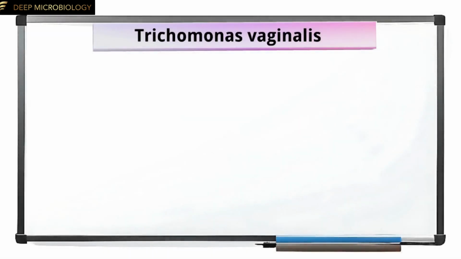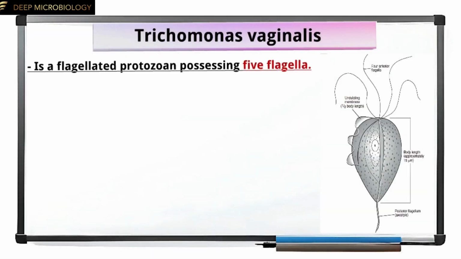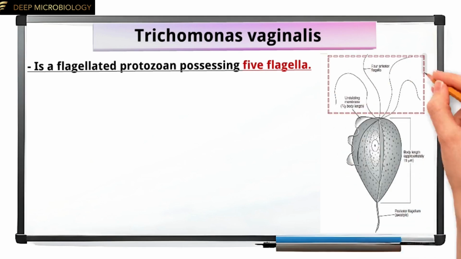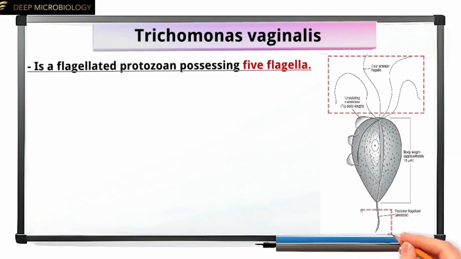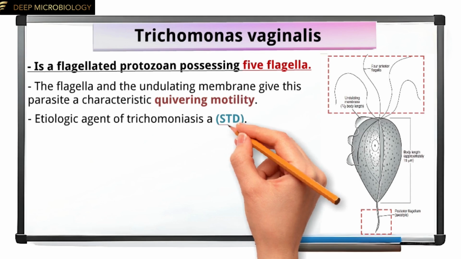1. Trichomonas vaginalis is a flagellated protozoan possessing 5 flagella, 4 of which are located at its anterior portion. The 5th flagellum is incorporated within the undulating membrane of the parasite. The flagella and the undulating membrane give this parasite a characteristic quivering motility. Trichomonas vaginalis is the etiologic agent of trichomoniasis, a sexually transmitted disease, STD.